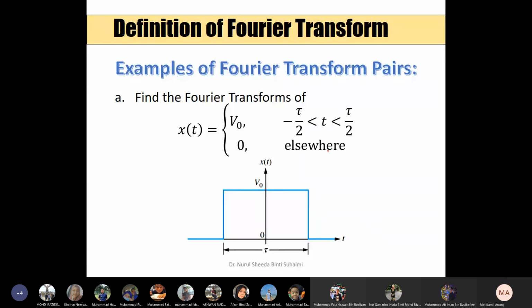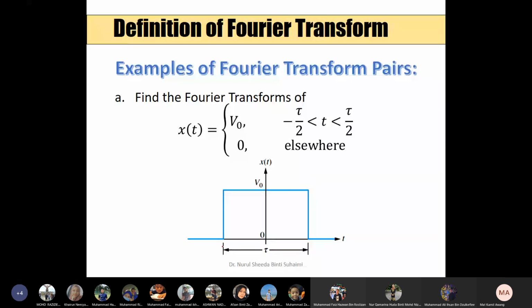Example of Fourier transform pairs. Okay. Find the Fourier transform of this function. X of t is equal to V naught for minus tau over 2 up to tau over 2, and the rest is 0. So basically you have to find the Fourier transform of this rectangular wave. Okay. So this is given.